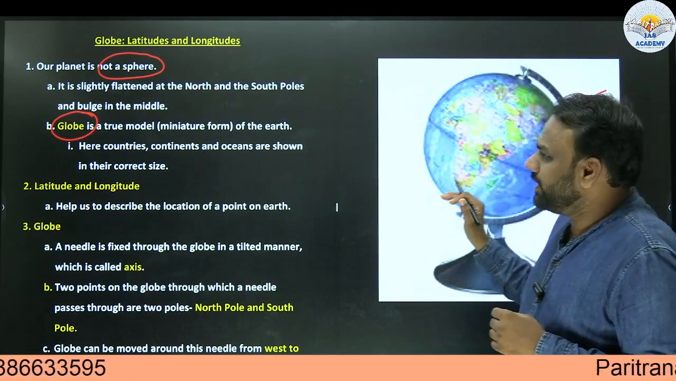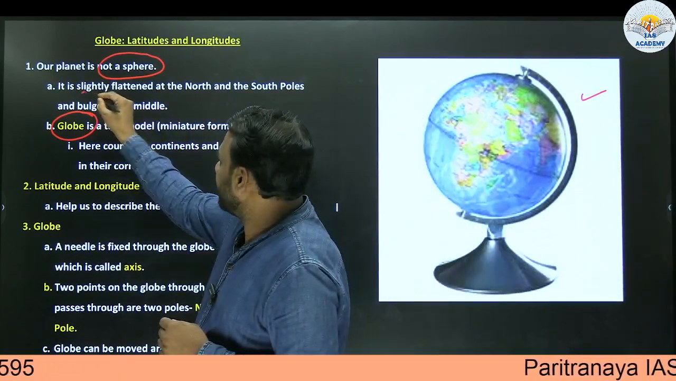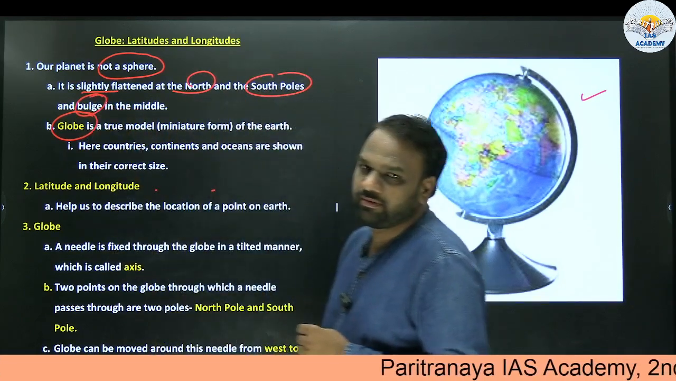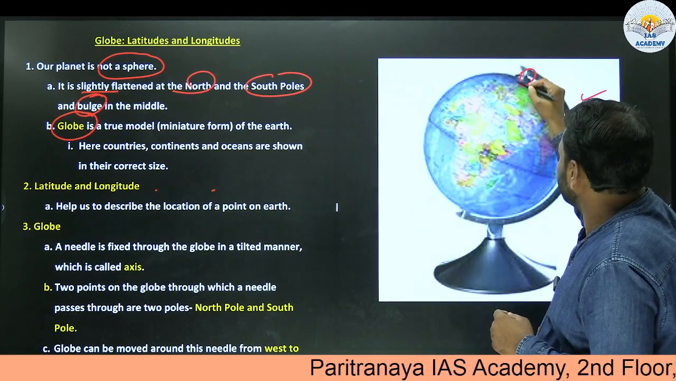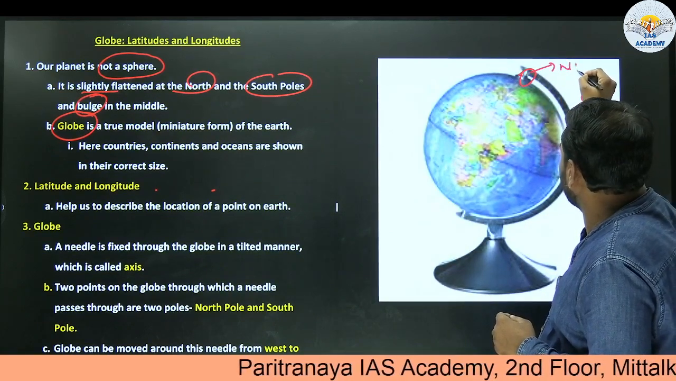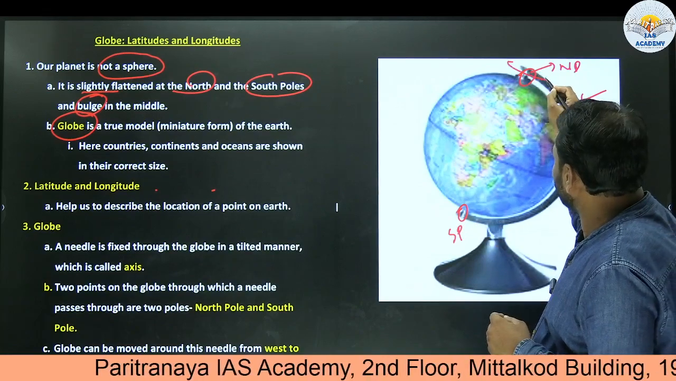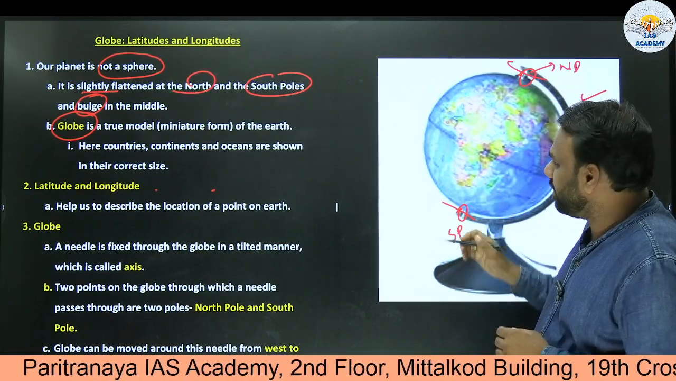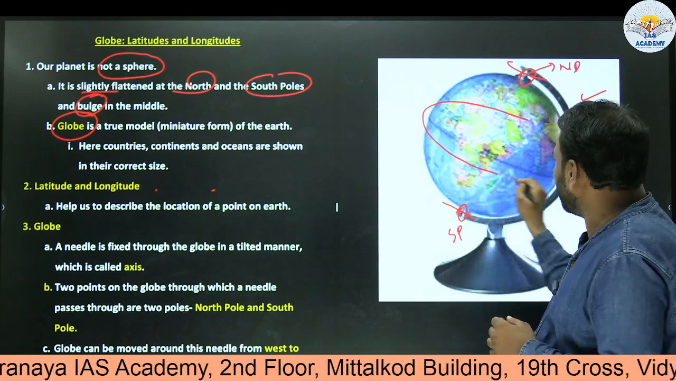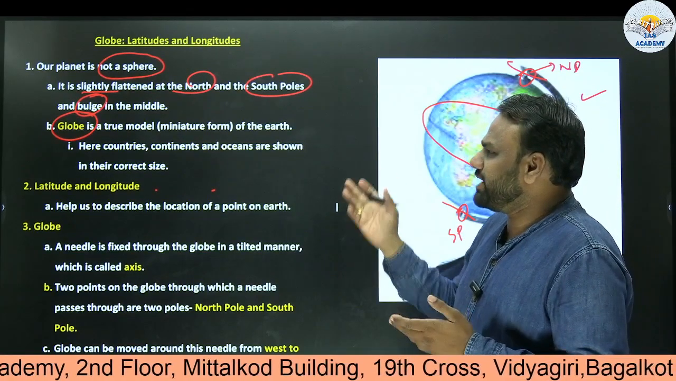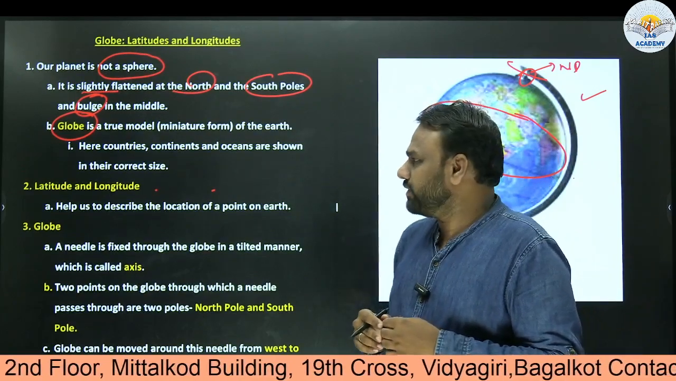If you look at this globe, it is slightly flattened at the north and the south poles, and bulges in the middle. This point is called the North Pole, and this point is called the South Pole. So at the North Pole and South Pole, it is slightly flattened, whereas at the middle part it is bulged. This is a miniature form of Earth.